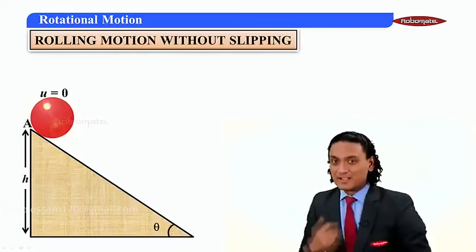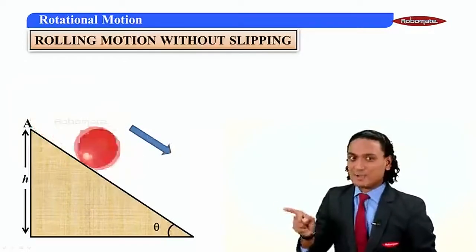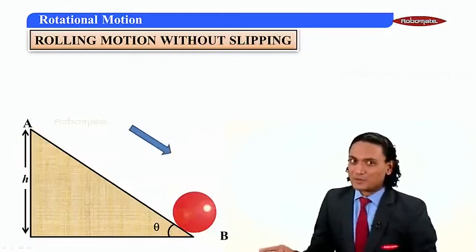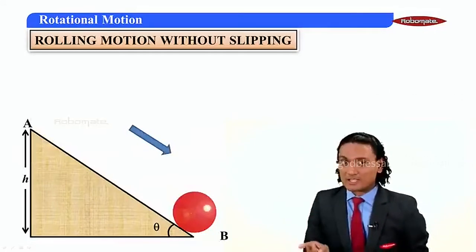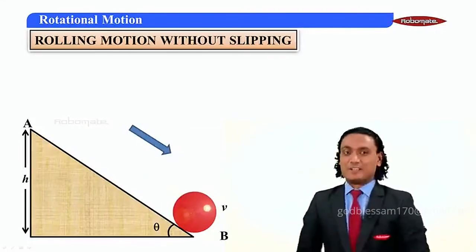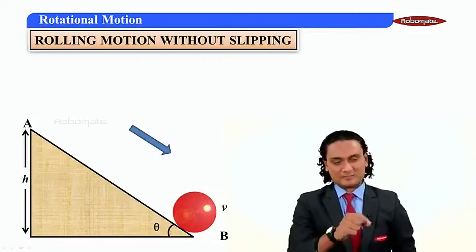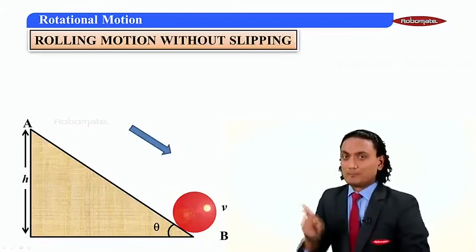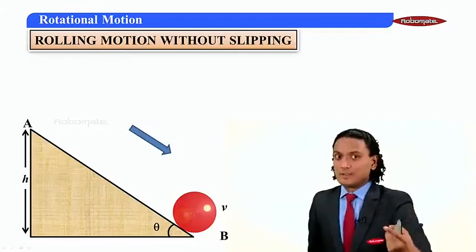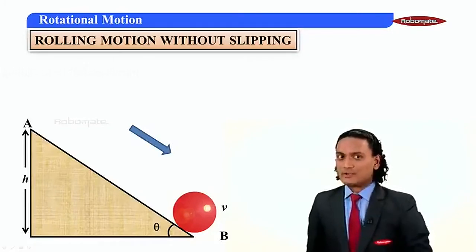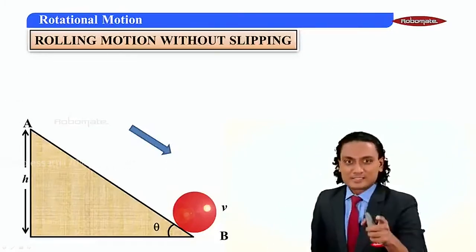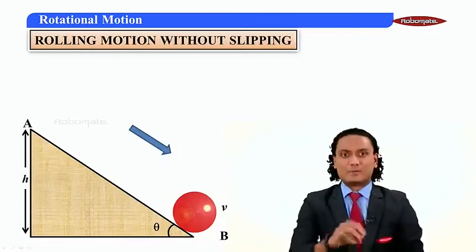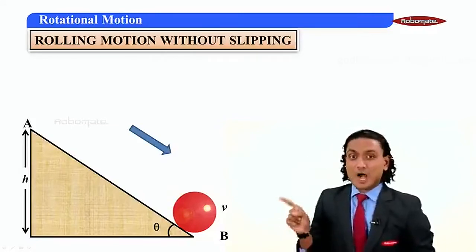Then what did I do? I released this solid sphere. This solid sphere rolled down the inclined plane to point B. During the rolling motion, it attained a linear velocity v. Now remember, this solid sphere did not perform a normal rolling motion. It performed a rolling motion without slipping. And I told you what rolling motion without slipping is. Rolling motion without slipping means it is a pure rolling motion.